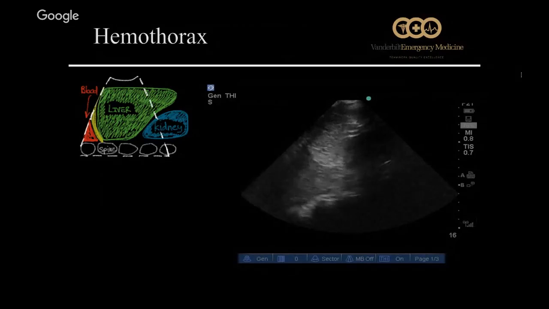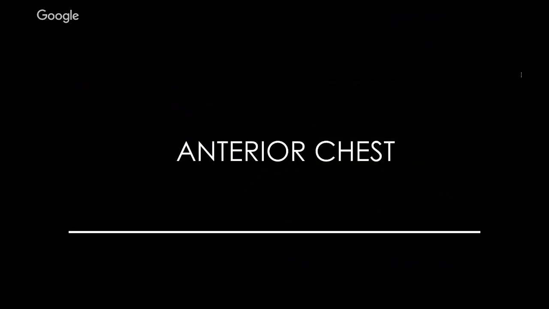So even though it is not completely anechoic, meaning black, we can still see a positive spine sign, and we know there's some sort of pathology in that chest. So next we'll move to the anterior chest.